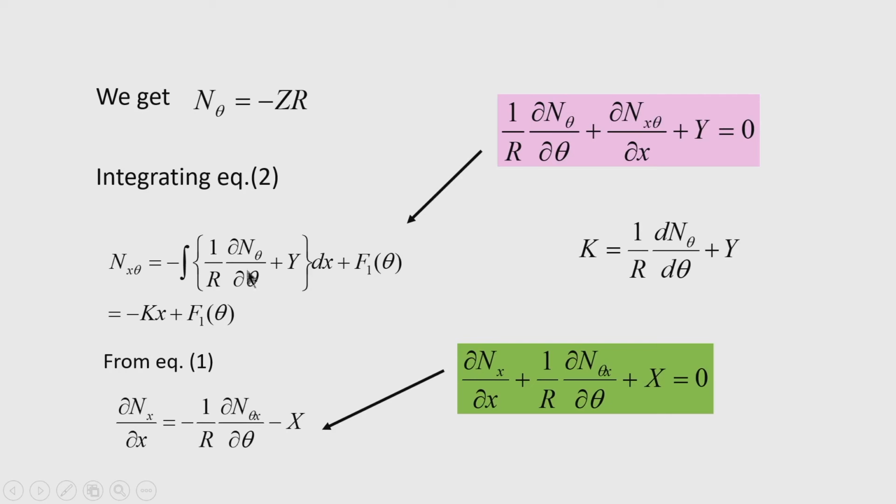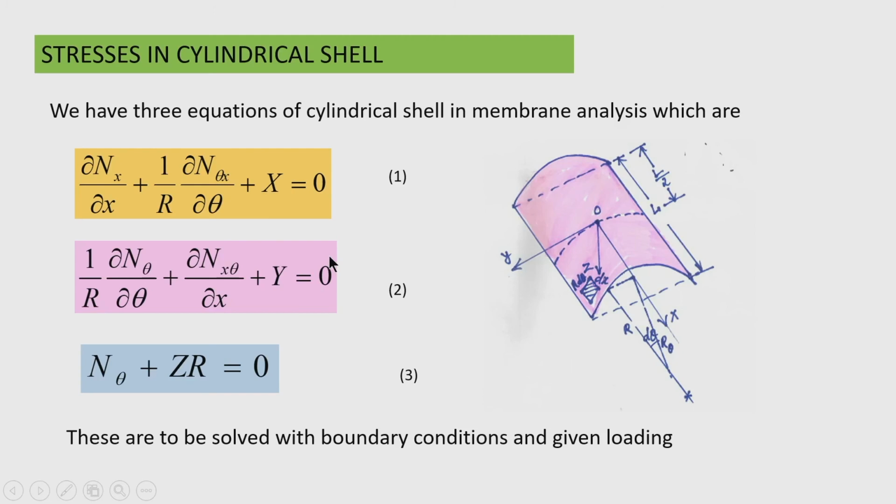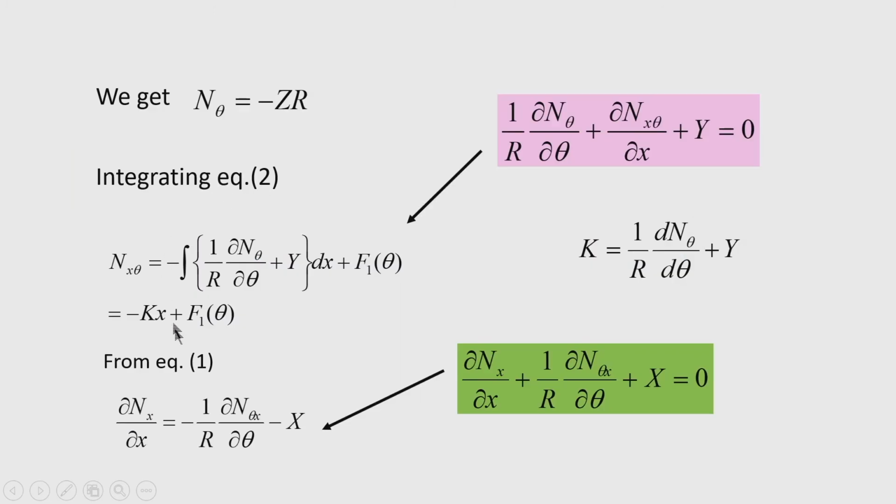Actually, k is this quantity: (1/r) ∂n_θ/∂θ plus Y, from equation 1. Once we get this n_xθ, we then substitute it in equation 1. This equation 1 is written here again.